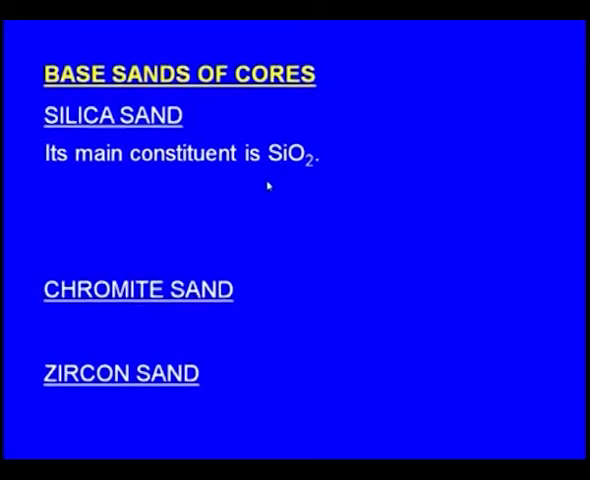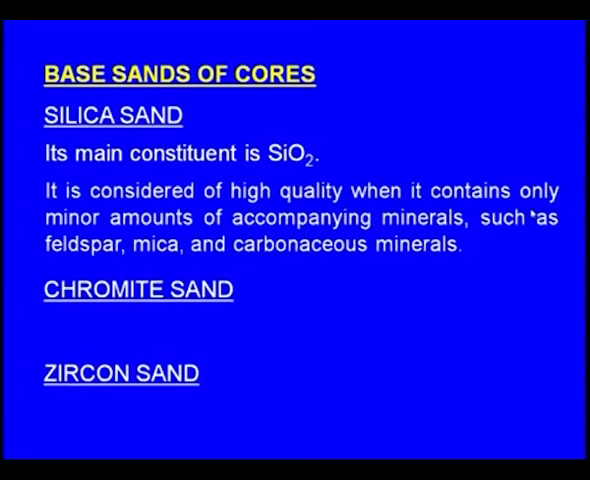Of course, for green sands we were using more sands, like olivine sand. Here it is not used. So, these are the base sands used in the dry sand cores. The main constituent of silica sand is silicon dioxide, SiO2. It is considered of high quality when it contains only minor amounts of accompanying minerals such as feldspar, mica and carbonaceous minerals. When these materials are present in extremely small quantities, it offers better properties.